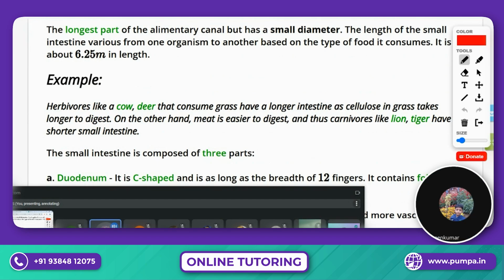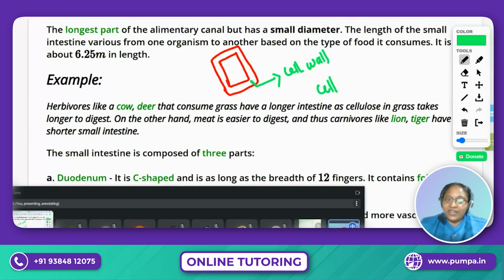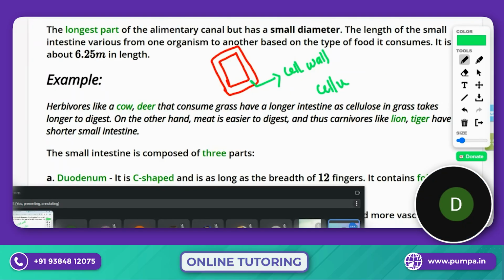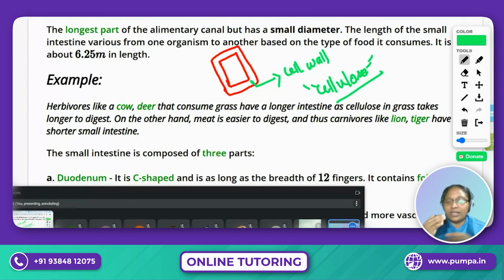Why is it longer? The small intestine is longer in herbivorous animals because herbivores eat only leaves and plants. So what will be present in their cells that is not present in the animal cell? Cell wall, very good. The cell wall is made up of cellulose. Very good, Lakshana. So it will not be easily digested, so herbivores will have a longer small intestine than meat-eating animals.